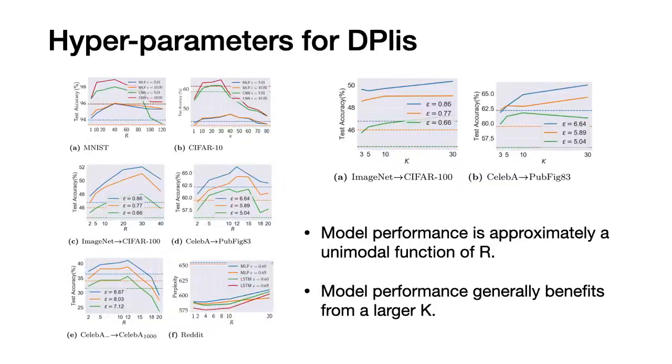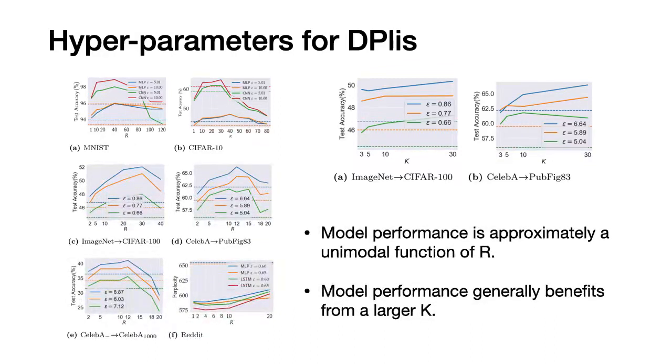In DPlis, we introduce two scalar hyperparameters, the smoothing radius R and the number of smoothing samples K. Earlier, we showed already that simply setting R and K to be 10 works fairly well across all settings we have. Nevertheless, we present ablation studies of their effects to model performance.